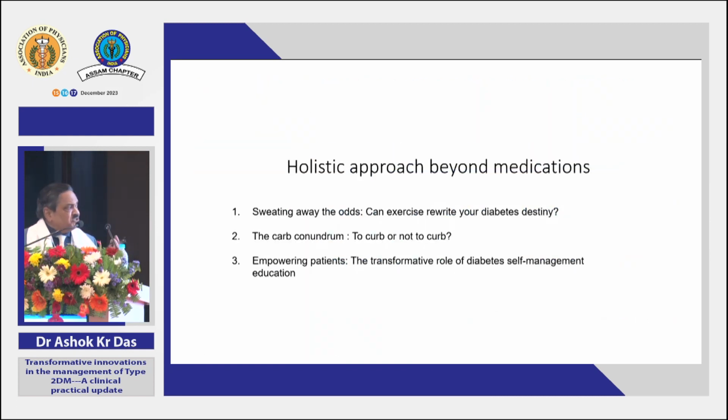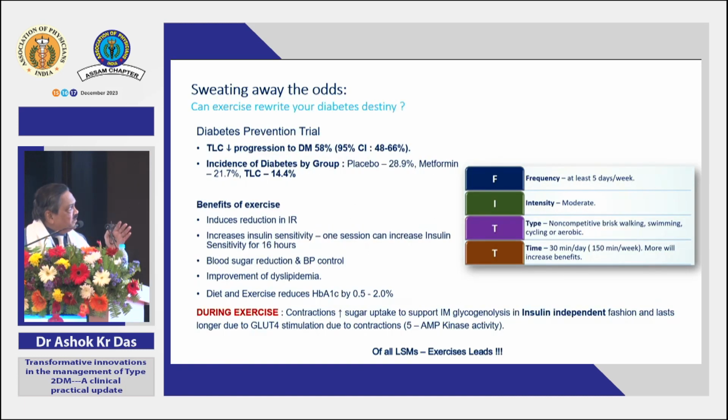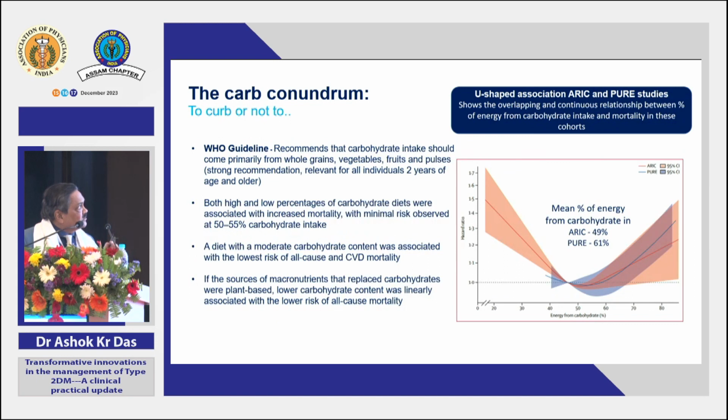Now, beyond these drugs, there are also advances in exercise. I'll show one thing: TLC, therapeutic lifestyle changes, has regressed the progress of diabetes mellitus in 58% of cases in the Diabetes Prevention Program study. So therefore, my dear friends, we cannot neglect the advances in exercise. We have said that exercise can rewrite the diabetes destiny, a 58% reduction in type 2 diabetes mellitus. I'll go into details of it.